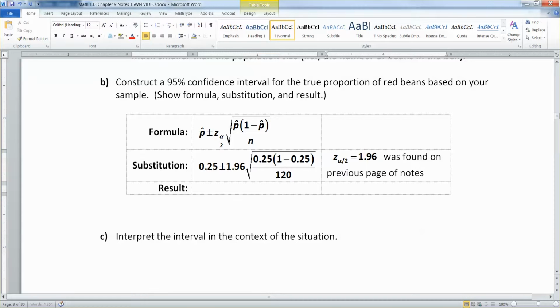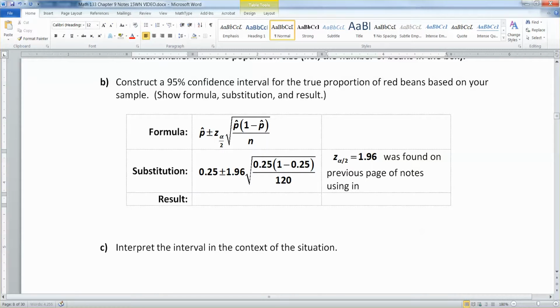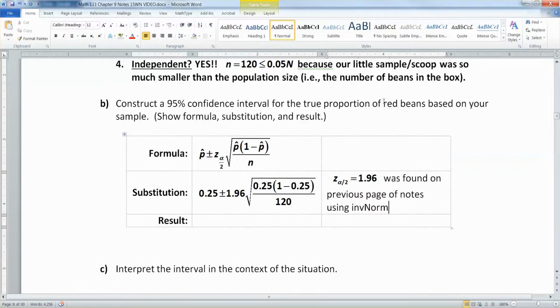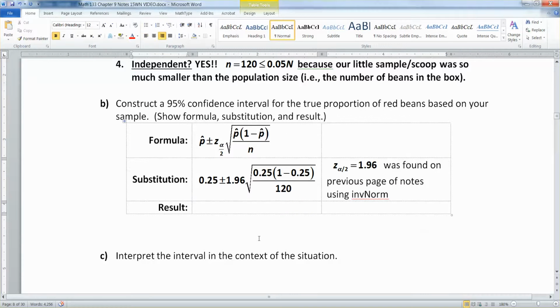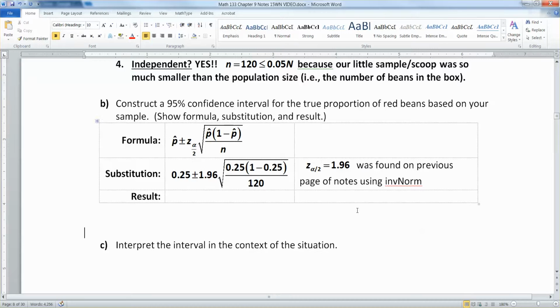Right? Using inverse norm. Okay, so we already found it. That's where it comes from. Okay, so now that we know that, now we just need our results. Now, as much as I would love to say that every student can always put in this giant square root with no troubles, it gets a little problematic for typing that into a calculator. But luckily for you, you don't have to bother.